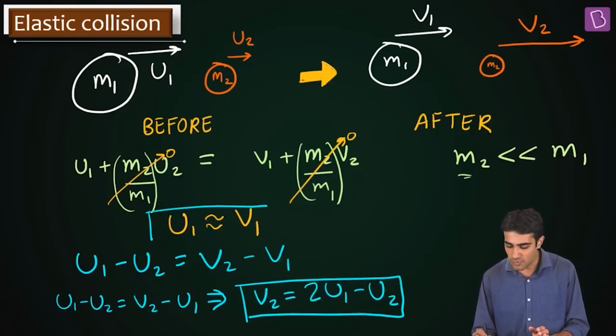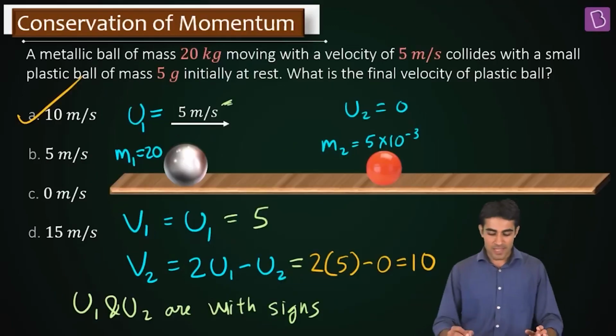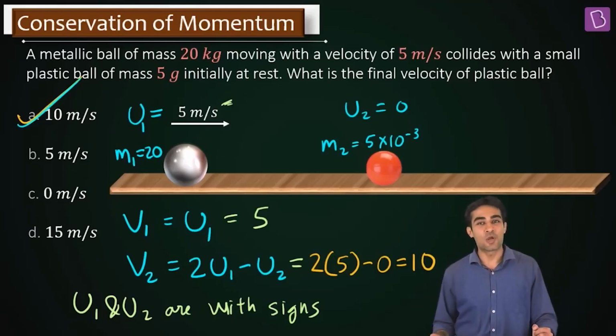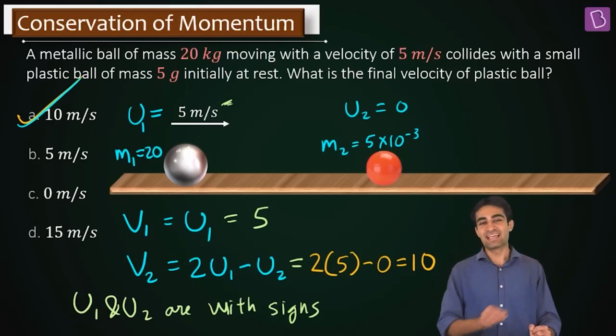And we have used these two equations to get the answer. And when we have used this equation, we got option A, 10 meter per second as the final velocity of the red smaller mass. So option A is the right answer for our question.